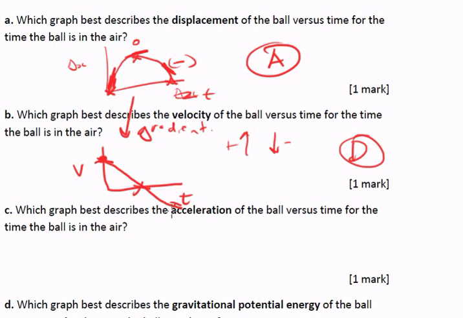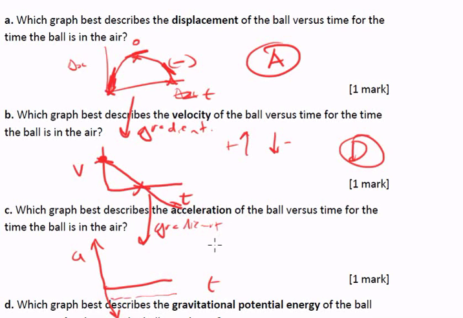Which describes the acceleration of the ball versus time for the time the ball is in the air? Acceleration time. Now I'm going to draw this down here because some of these graphs you can see are going below 0. 2 ways you can do this. Again, you can go and say what's the gradient of this graph, because the gradient of the velocity time graph is acceleration. Well, the gradient of this graph is the same all the way and it's negative. So it looks like that.